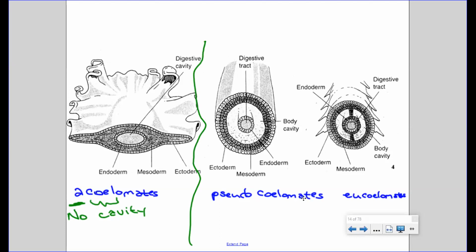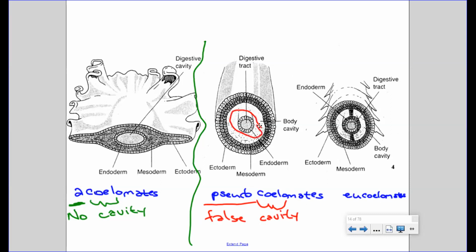The pseudocoelomates, does anybody know what pseudo means? This is P-S-E-U-D-O. Ian? Fake. Fake or false, very good. See, that's where this Latin is going to come in handy. And then, just as I said before, the coel is cavity. So these guys have a body cavity right in here in this region.